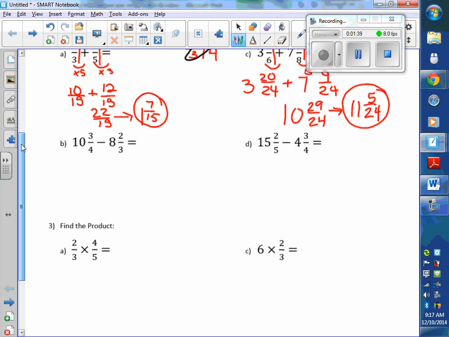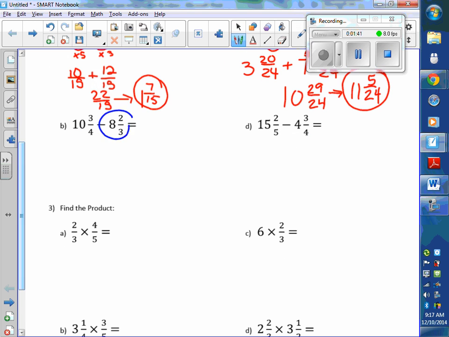Subtraction. This rounds to 9. So 10 and 3/4 take away 9 is 1 and 3/4. Now add back the extra, which was a third. Remember I rounded up a third?